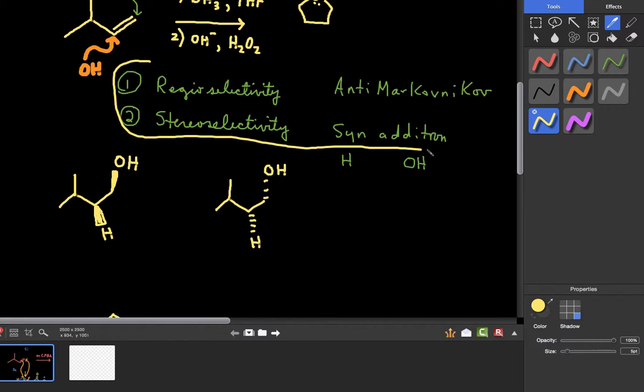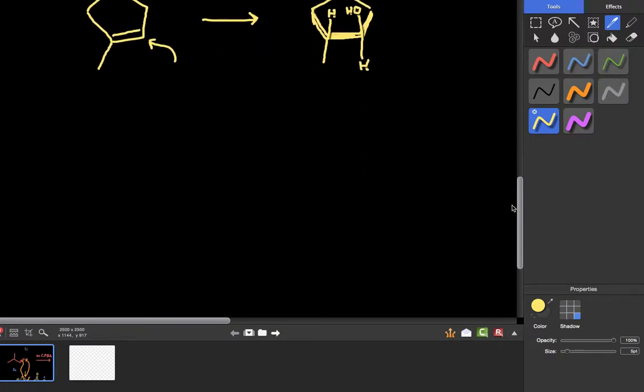And I am not a proponent of memorizing things, but these two details are so important. It makes hydroboration the most important way of generating alcohols in the lab. You must master these two consequences of this reaction. Now let's begin to look at some mechanistic details.